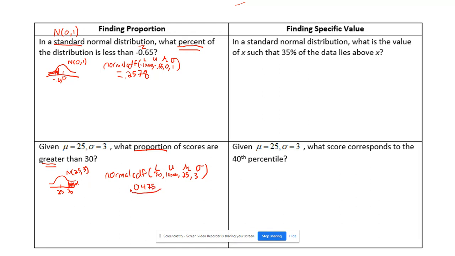0.0475. So there's not a whole lot of data above 30, given that the mean is 25 and the standard deviation is 3. Only about 4.75% of the data is in that shaded region. So that's what's happening when we're finding the proportions. What if I ask you to find a specific value?